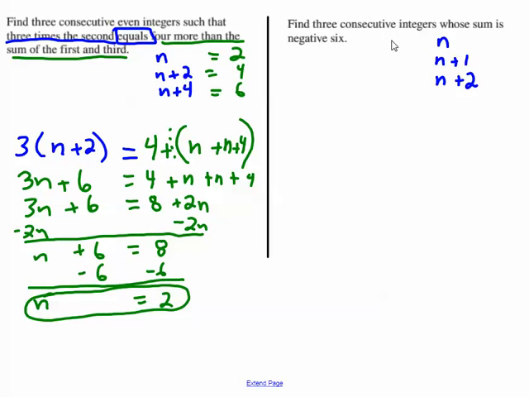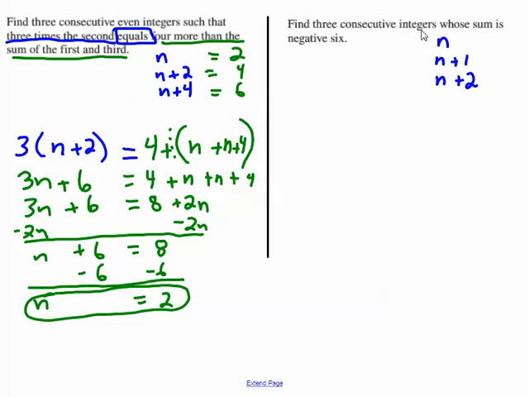Consecutive integers means could be 1 and 2 and 3, could be 15 and 16 and 17, but either way they're separated by just 1. So if it's 15 and 16 and 17, this 17 is 2 steps away from 15. So that's why this one is n plus 2.